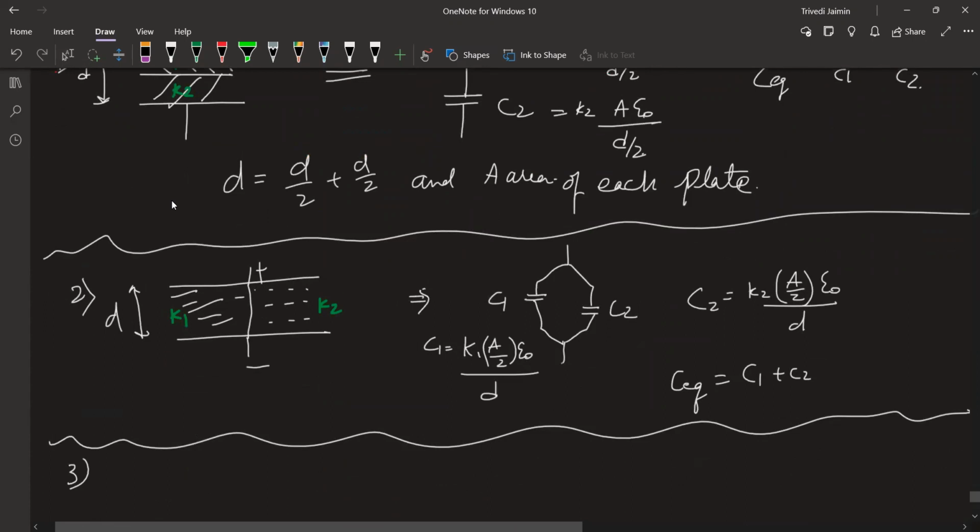This was area wise. So area 1, the thickness is the same. Area 1 and area 2 means the total area is A. Half area for this capacitor, half area for this capacitor. So we have divided this total area into two halves. Understood, sir. Okay.